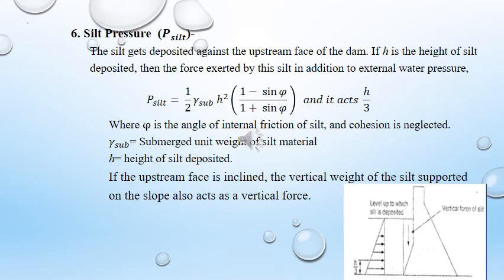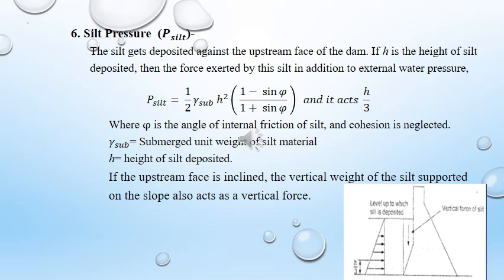The other force acting on the gravity dam is the silt pressure. When the dam is constructed, silt gets deposited. The dam is therefore subjected to silt pressure in addition to the water pressure. Gamma submerged is the submerged unit weight of the silt, phi is the angle of internal friction, also known as the angle of repose, and small h is the height to which the silt gets deposited.